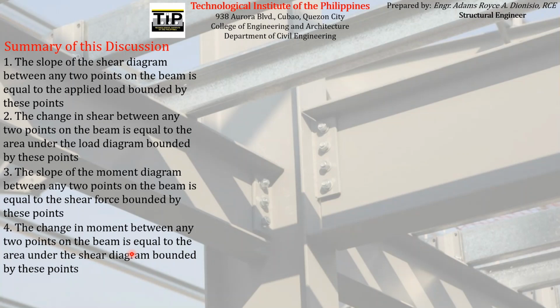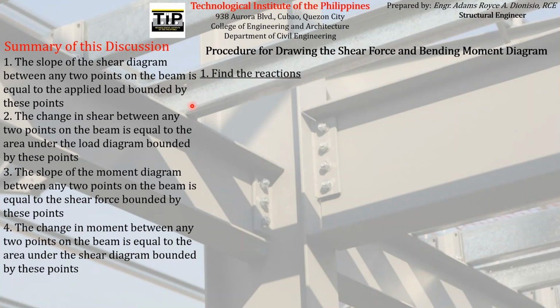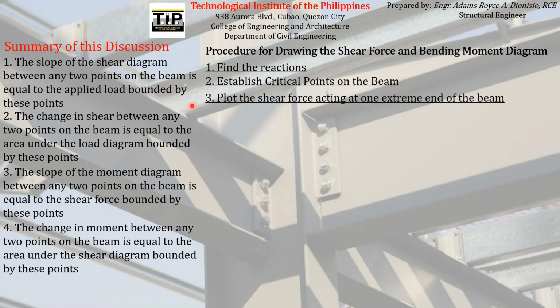And lastly, we have learned from our discussion the procedure on drawing the shear force and bending moment diagram, the easy way. So it is composed of 10 steps. The first step is find the reaction acting on the structure, acting on the beam, and then establish the critical points on the beam, and then plot the shear force acting at one end of the beam.